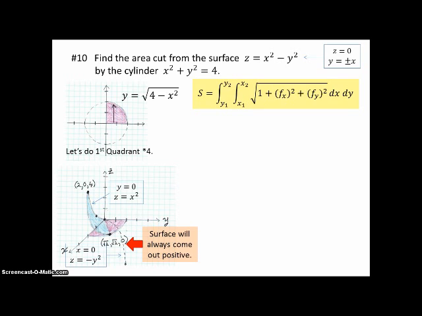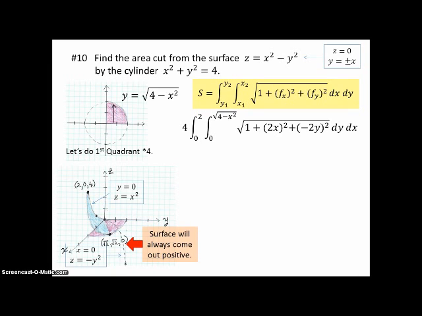And again, I'm going to switch and integrate with respect to y first, because y is going to go from 0 up to the curve square root of 4 minus x squared. So my iterated integral, and don't forget we have to multiply by 4, x is going to go from 0 to 2, y is going to go from 0 to the square root of 4 minus x squared.